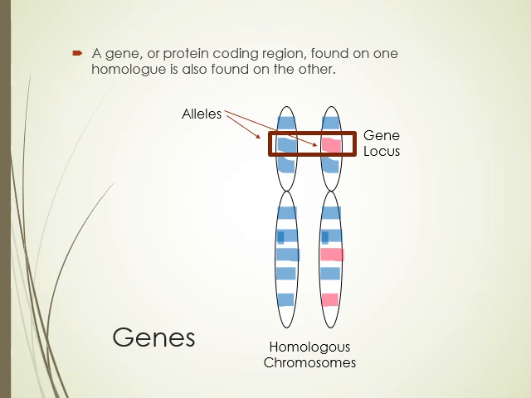So any gene, a polypeptide encoding region found on one of a homologous pair, is at the same place on the other one. Here's one gene. Here's the same gene on the other chromosome. So if you look in that box up there, the gene on the left is going to be a homolog to the gene on the right. They encode for the same basic thing. Let's give you an example.